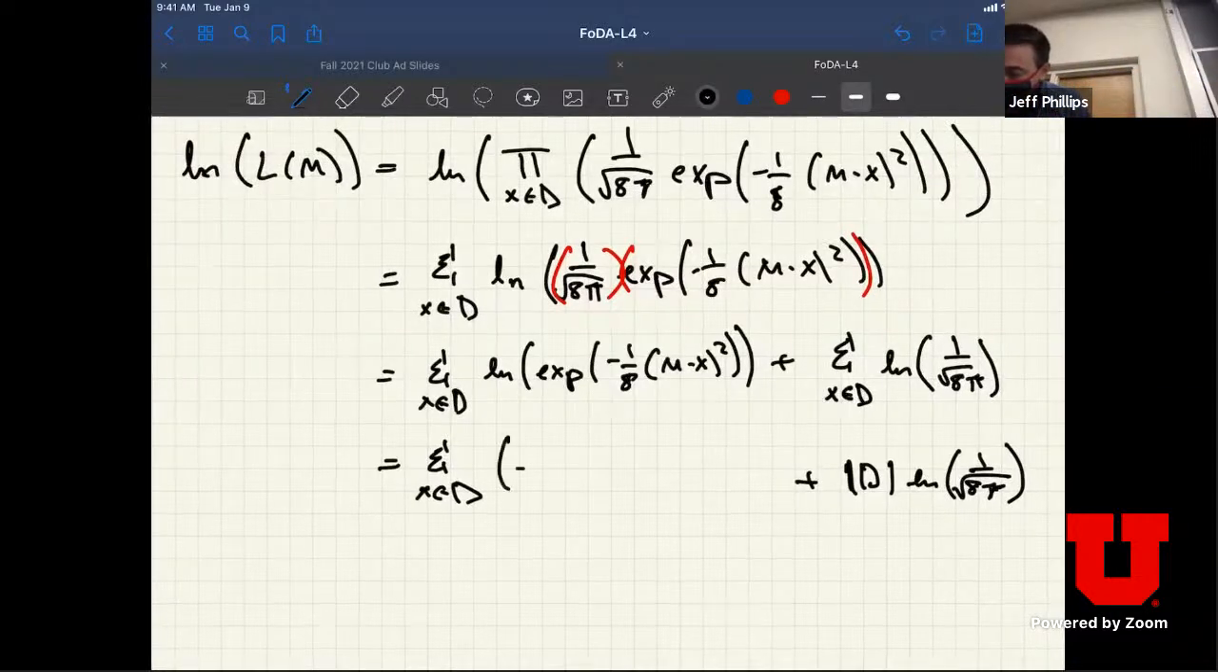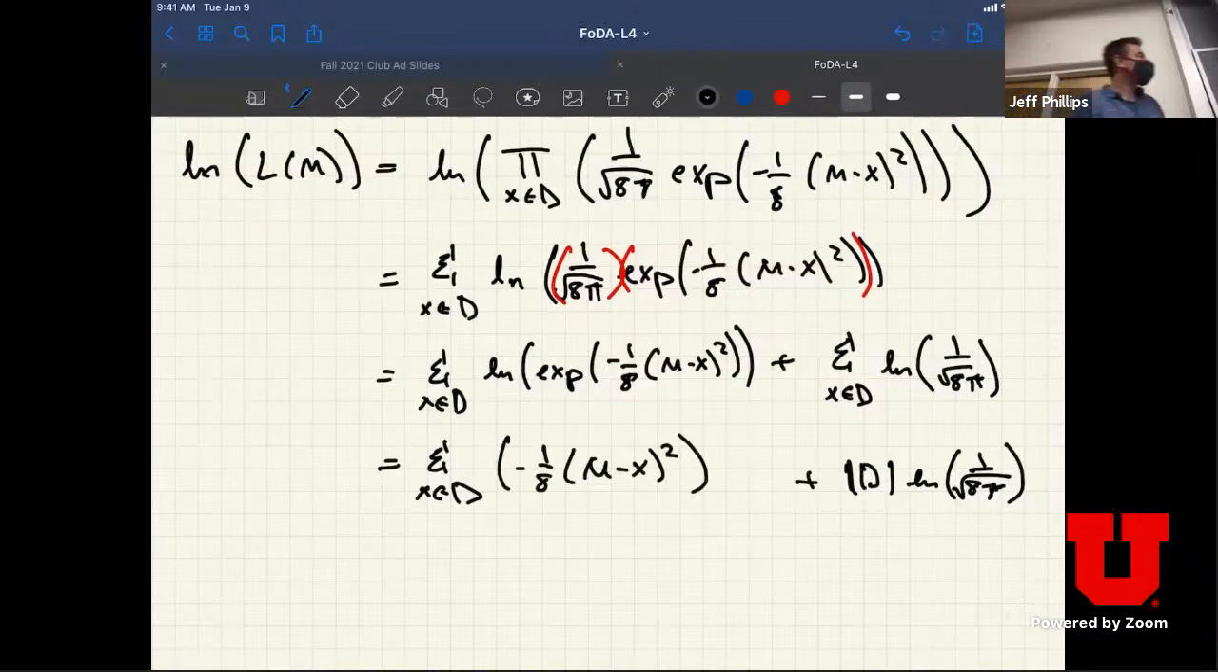So now I'm going to get a negative 1/8 (m minus x) squared. This is the really cool part where the log helps. Aside from the product of the sum, also this exponent that was in this Gaussian distribution cancels with the natural log. Those are inverse operations of each other. So I'm able to simplify that down here.